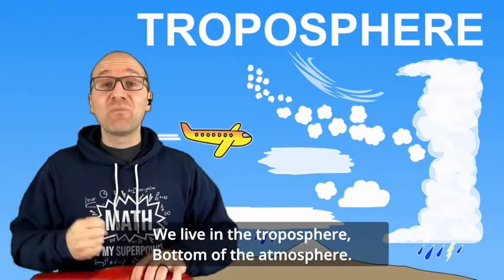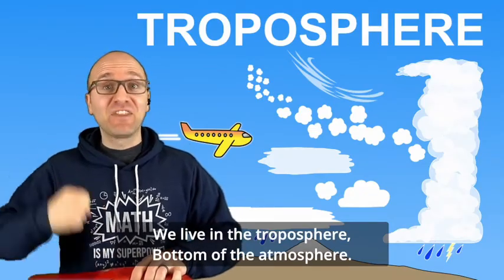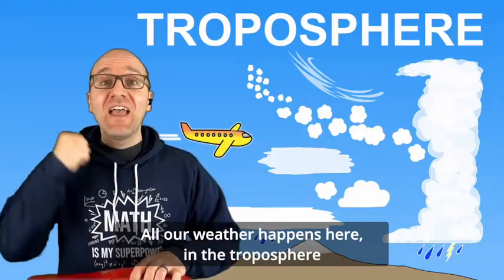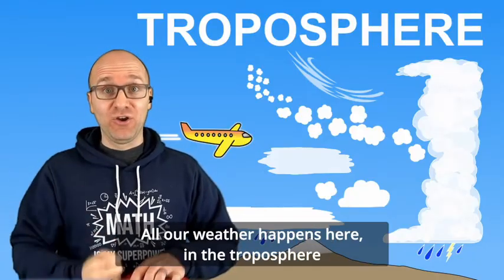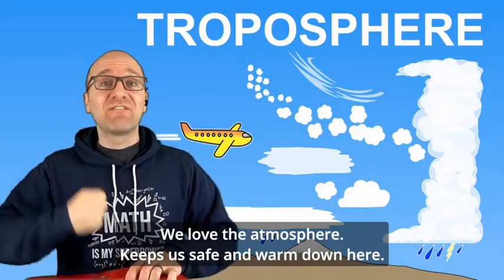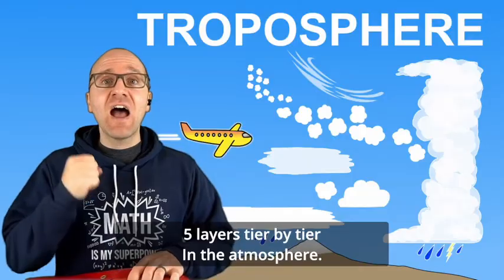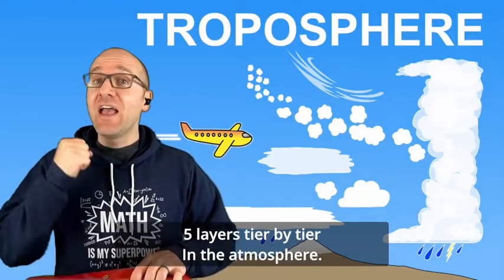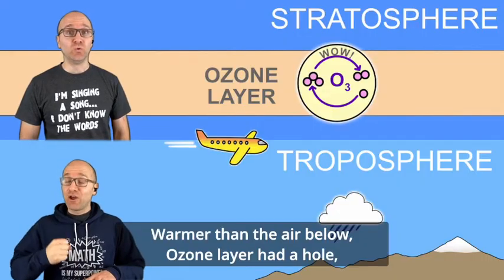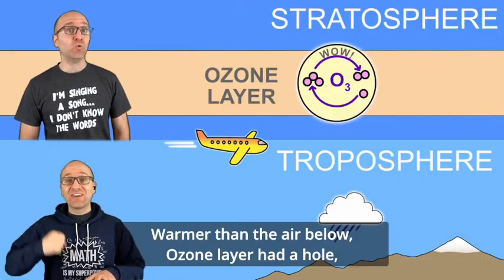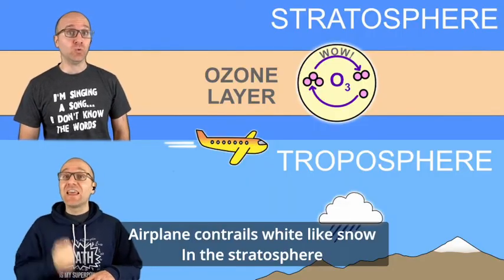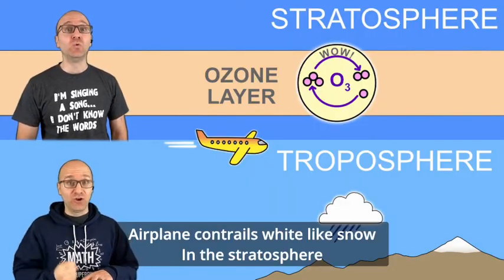Live in the troposphere, bottom of the atmosphere. All Earth's weather happens here in the troposphere. We love the atmosphere, keeps us safe and warm down here. 5 layers tier by tier in the atmosphere. Warmer than the air below, ozone layer had a hole. Airplane contrails white like snow in the stratosphere.